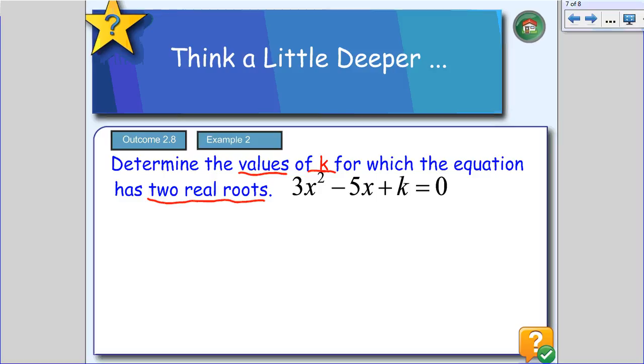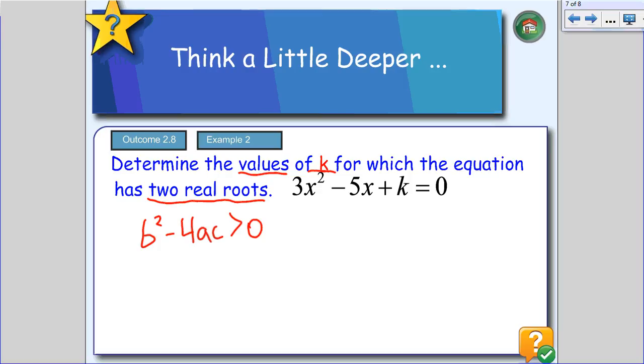2 real roots gives you a formula. The formula is b squared minus 4ac is greater than 0. That's what 2 real roots means. They gave you a formula by saying there are 2 real roots.